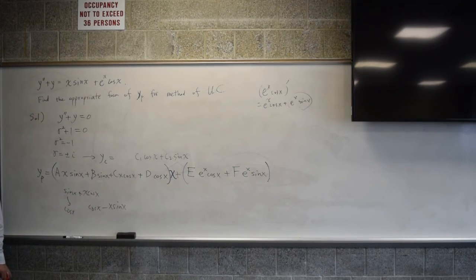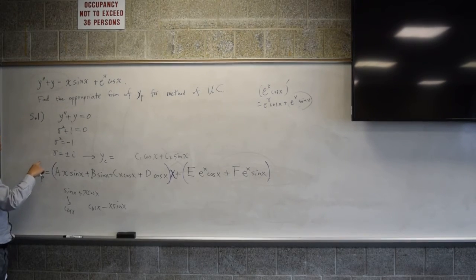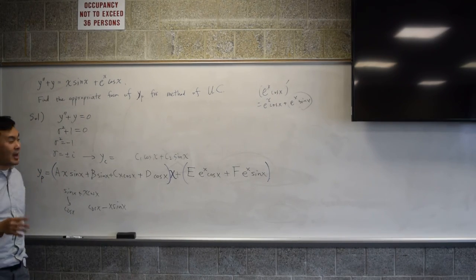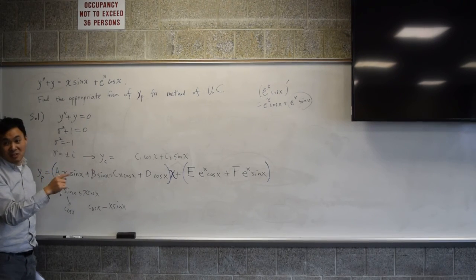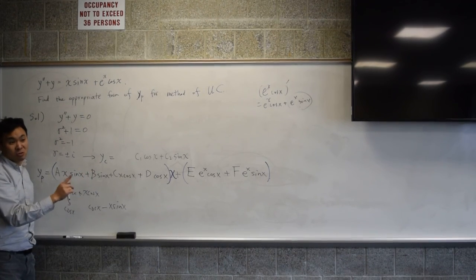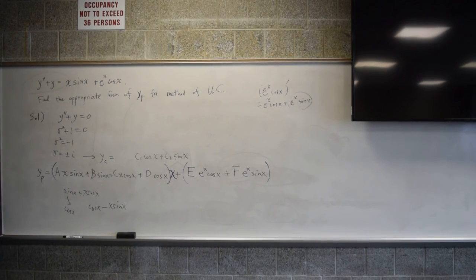Okay? So that's your answer, because it said find the appropriate form of yp, and this is the appropriate form of yp. Now, if you were to actually solve this differential equation, what do you do afterwards? Plug this huge thing into the left side, compute, and find a, b, c, d, e, f, all of them. And after getting all the values of a, b, c, d, e, f, you add yc to it, because the general solution is yc plus yp. That's how you solve it.